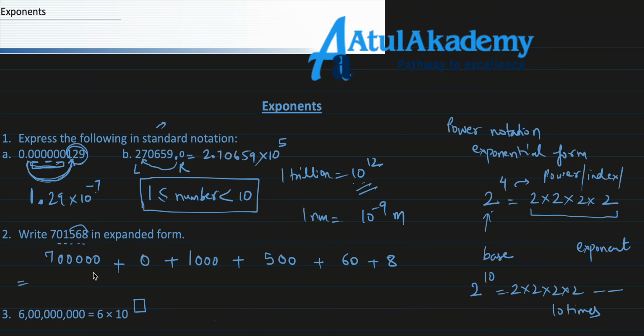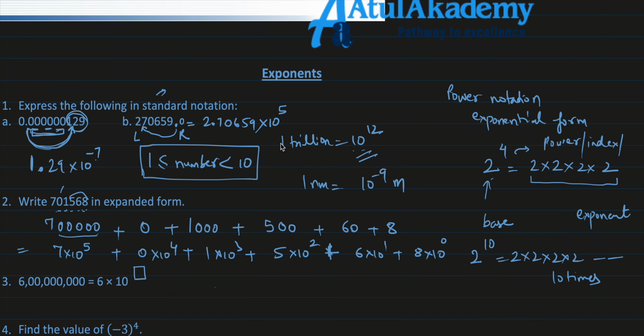Okay, now this expanded form, I'll try to write it with the powers of 10. So 7 into 10 raised to the power, how many zeros are there over here? 1 2 3 4 5. 0 into 10 raised to the power 4, because it is at which place? Ones, 10, 100, 1000, 10,000. So 4 zeros. 1000, 1 into 10 raised to the power 3. 500, 5 into 10 raised to the power 2. Plus 6 into 10 raised to the power 1 plus 8 into 10 raised to the power 0. Okay, why 0? Because anything power 0 is 1. That's the law of exponents. Anything power 0 is termed as 1.